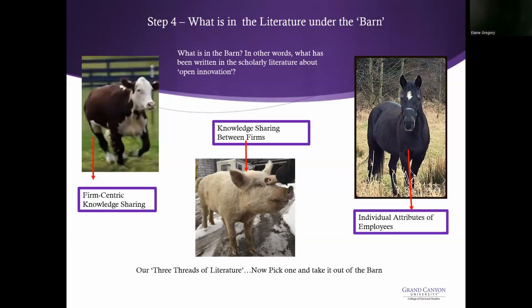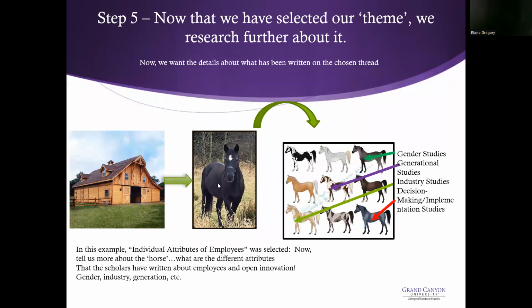You don't want to get distracted and look at other areas of open innovation. You only want to look at the one. And the one we've chosen, or the one I chose, is the horse, which is our theme. So in this example, we opened the barn doors. We found all of these animals running around, which represents different threads of literature. We chose one and we took it out and closed the barn door.